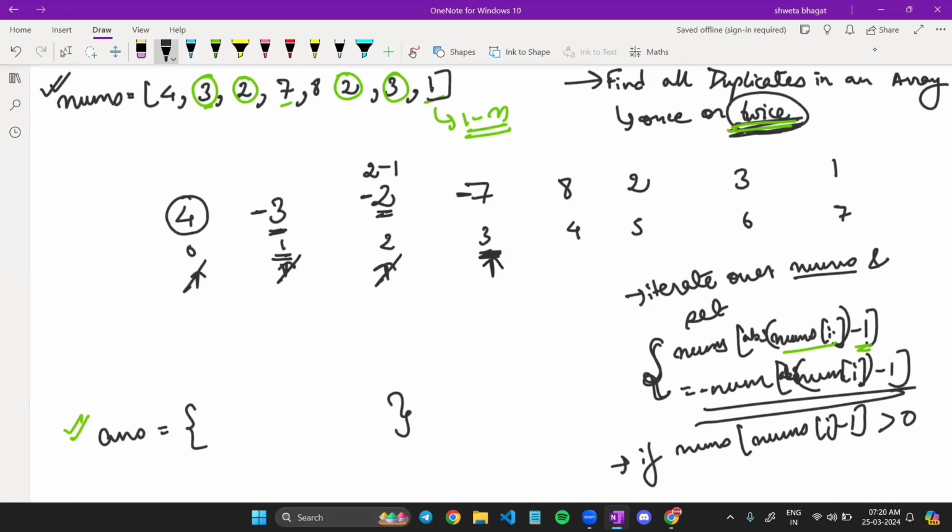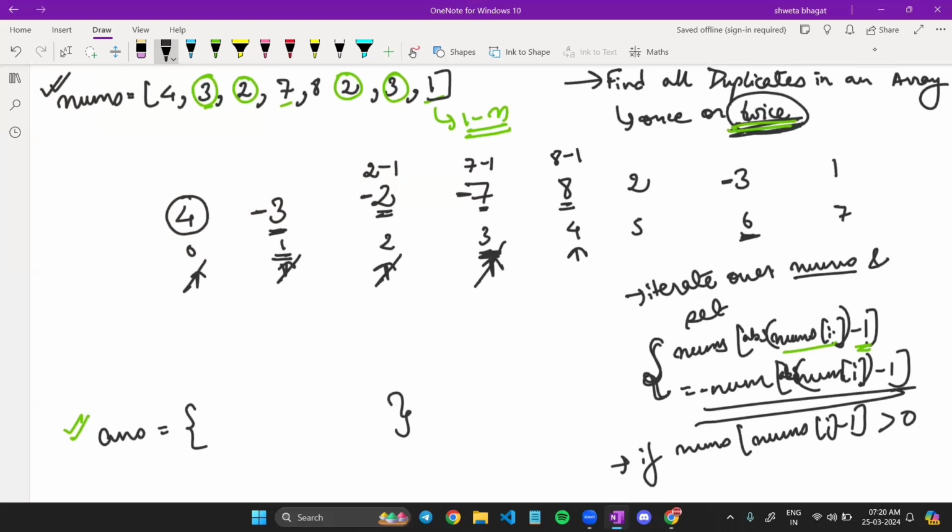Now we will move forward. What is the element present over here? We are ignoring the sign as of now. It's 7. So we will turn the value present at the 7 minus 1th index to negative. 7 minus 1 is 6. So we are going to turn this 3 to negative. Correct. Now we'll move forward. What do we have over here? We have an 8. So we'll turn the element present at the 8 minus 1th index to negative.